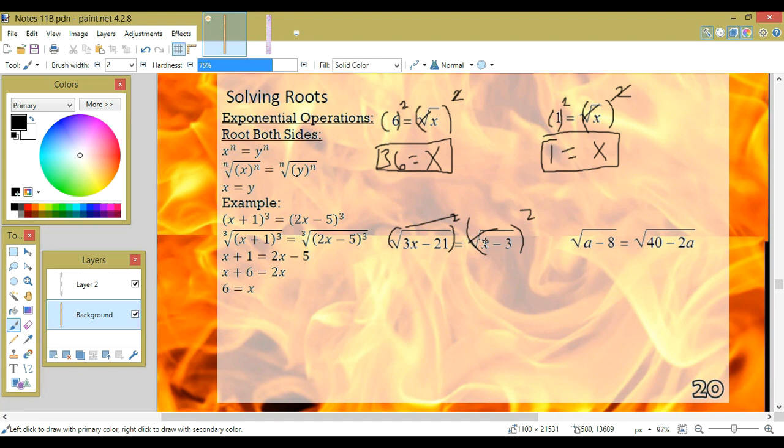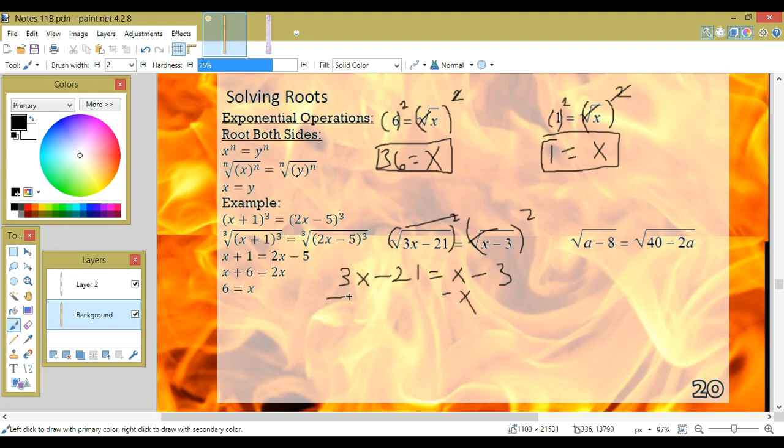On this next one, we have square roots on both sides. We still do the same thing by raising both to second power. It gets rid of both of the roots. There's no more roots, so we just have 3x minus 21 equals x minus 3. Solve it like any other linear equation.